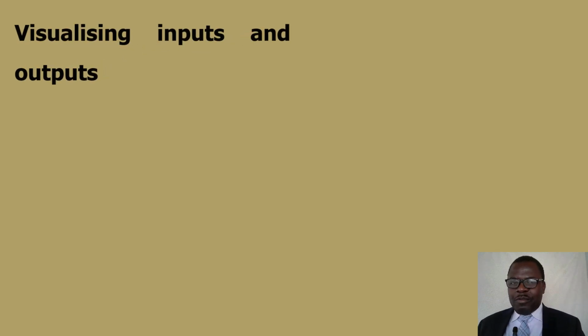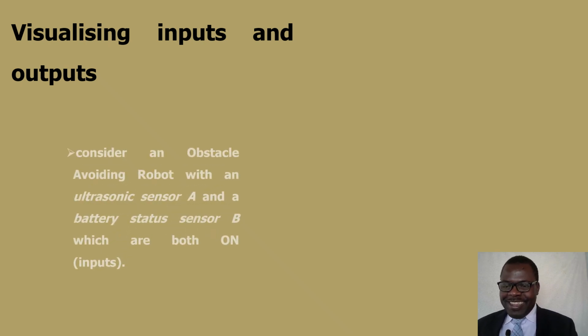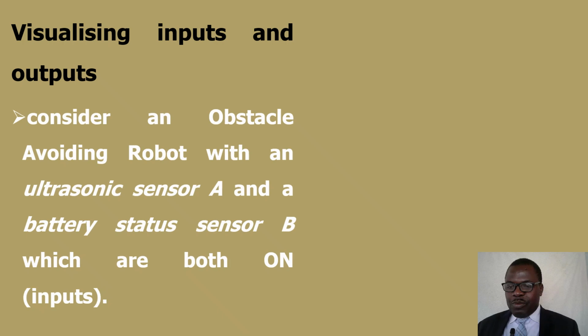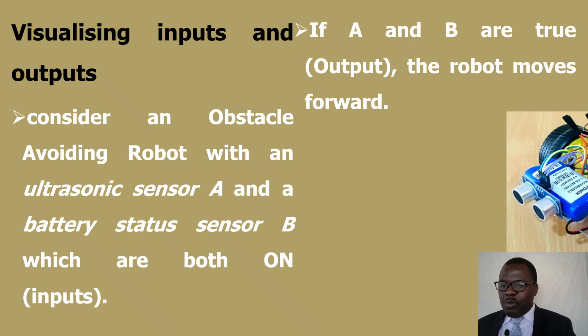We now want to visualize inputs and outputs of a logic gate. Let us consider an obstacle avoiding robot with an ultrasonic sensor A and a battery status sensor B, both being inputs. If these are on, and it is true that A and B are true, the output is that the robot moves forward.